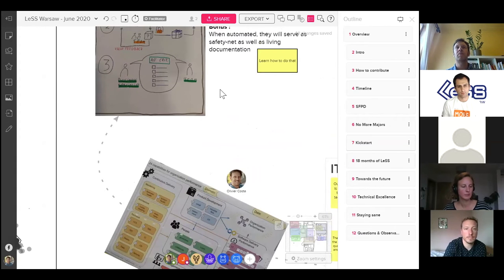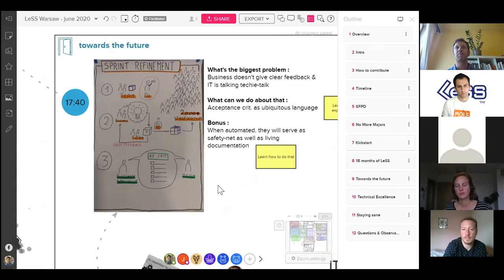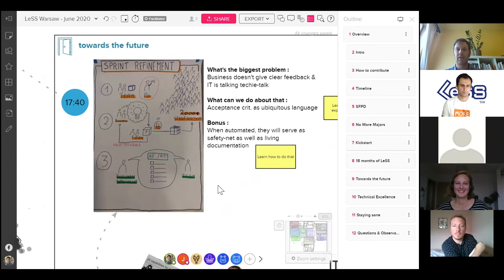And one of the things we noticed is that during the refinement meetings, it was difficult to bring IT and business together. Business didn't understand what IT was talking about. Very technical, and all kinds of jargon going left and right. And IT was frustrated: well, they don't give us feedback. Yeah? So our biggest problem, that was the question, what's our biggest problem? Well, we don't understand each other.